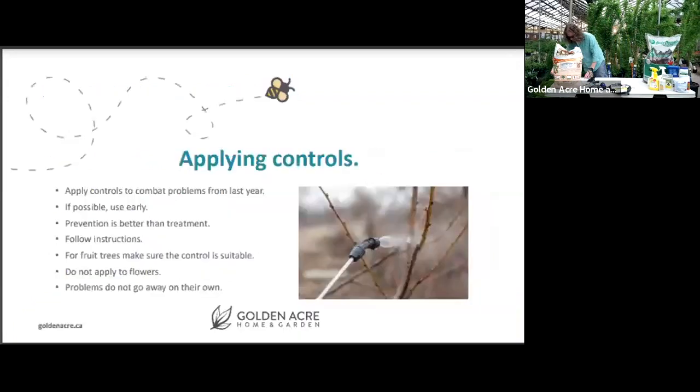Applying controls. So a lot of times we go out and we look at the trees in our garden. We may not see any spider mites on them. We may not see aphids. We may not see rust. Because the leaves aren't there, there's no indication that they're there. However, there is a very, very good chance that if we had a problem last year, it'll still be there. Problems do not go away on their own. They don't for us. I've tried it before.